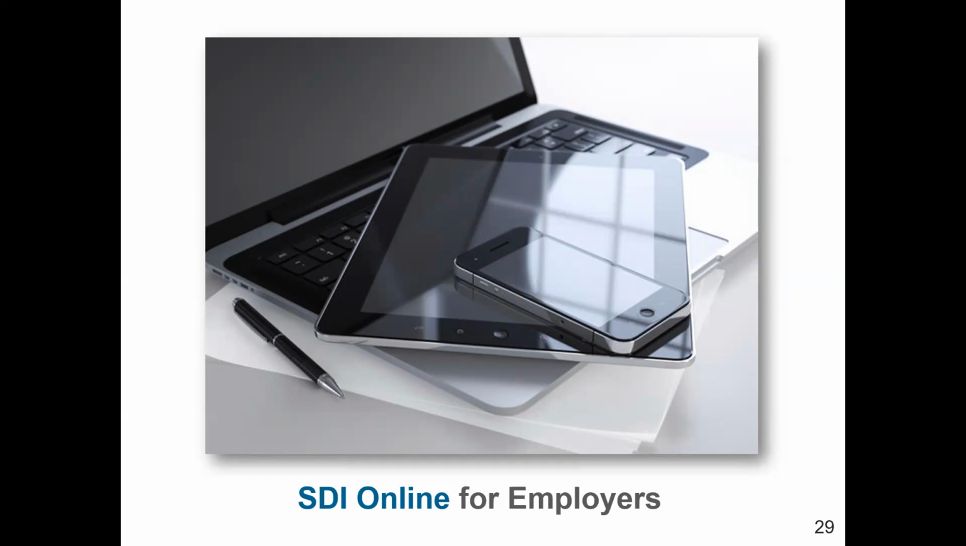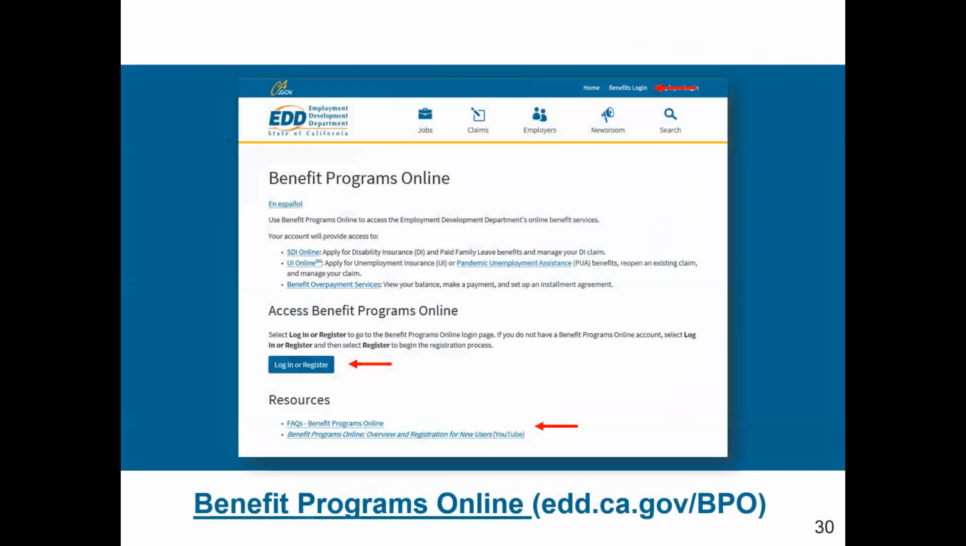One of the forms that you can use to file within SDI Online is the Notice to Employers for disability insurance claims only. You can also do workers' compensation forms on there as well, and the Employer Statement of Job Duties. So let's move on to the next slide.